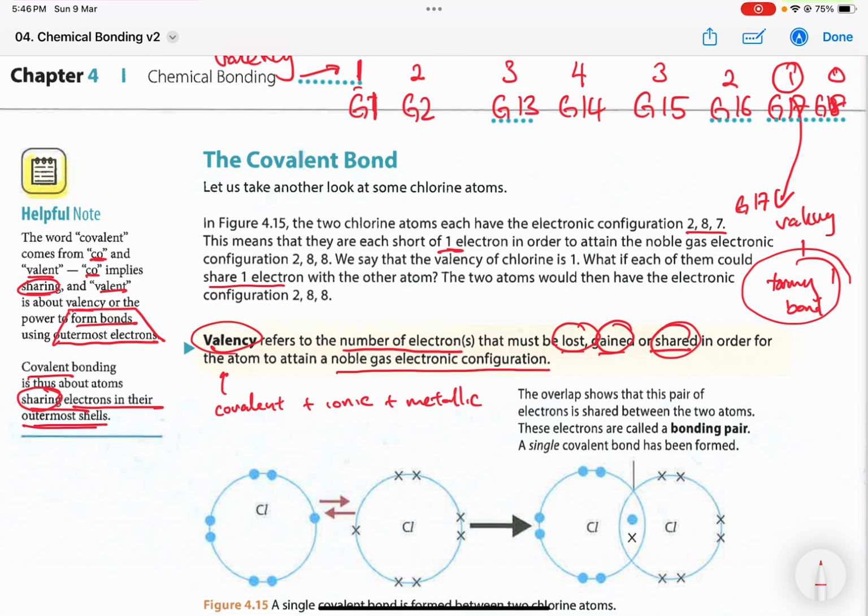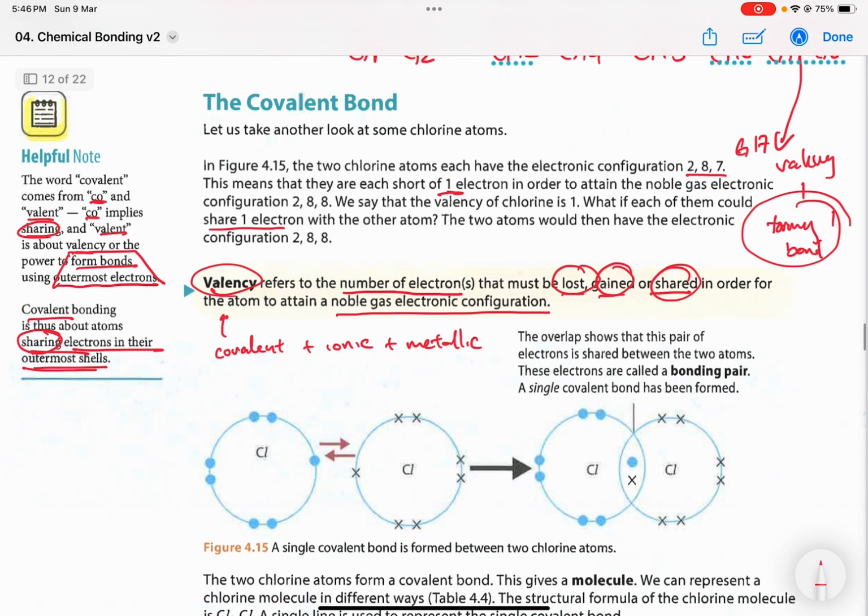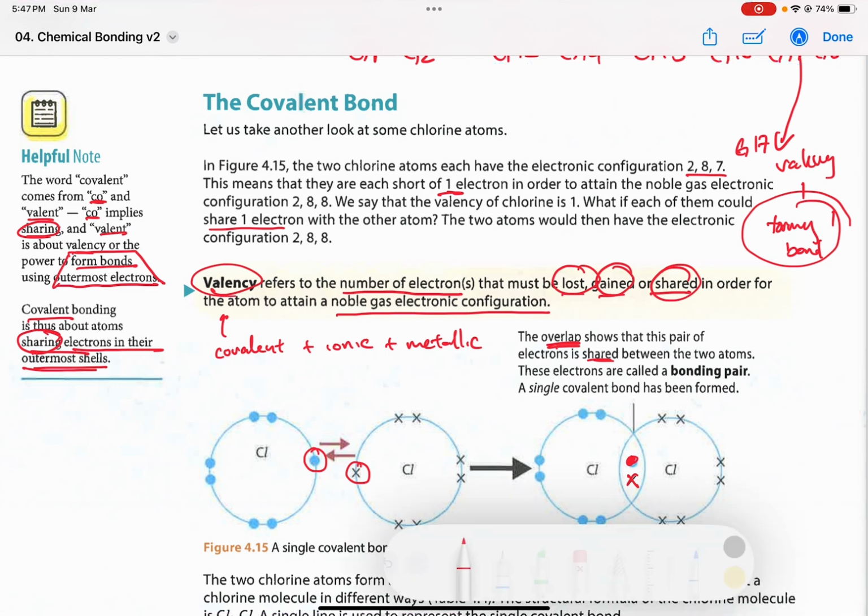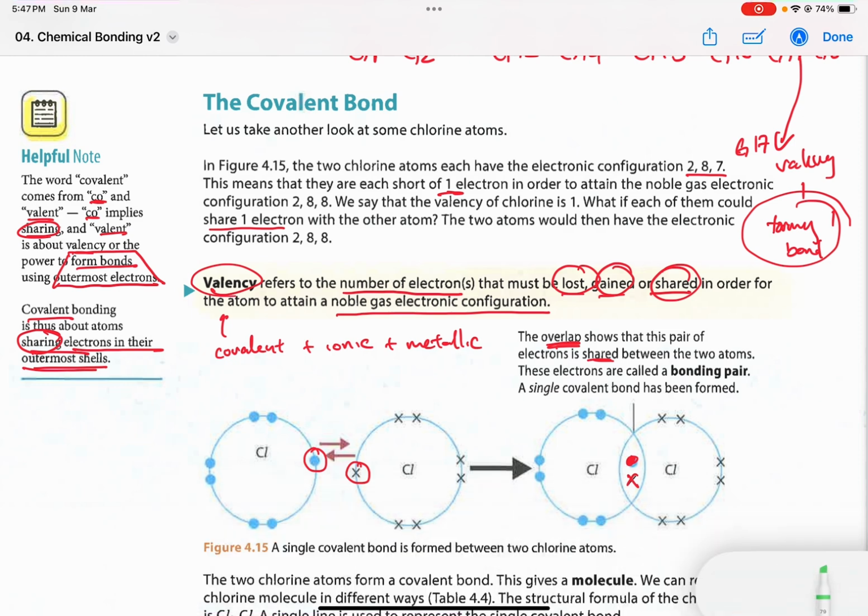Let's carry on from here. Chlorine has 7 valence electrons. The left chlorine will share 1, and the right chlorine will share 1. So when the 2 chlorine atoms come and bond, there will be an overlap region. This pair of electrons, these 2, is being shared. These 2 electrons are in the overlap region, which means they are shared between the 2 different atoms.